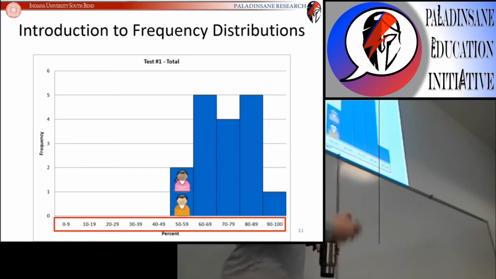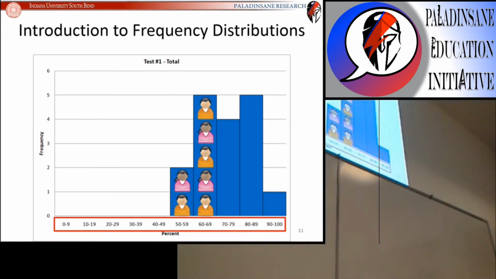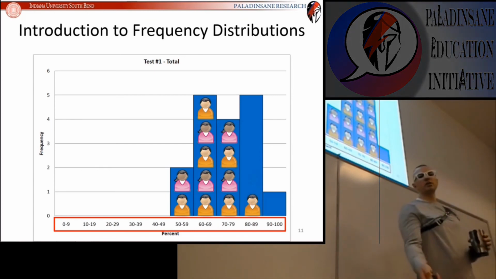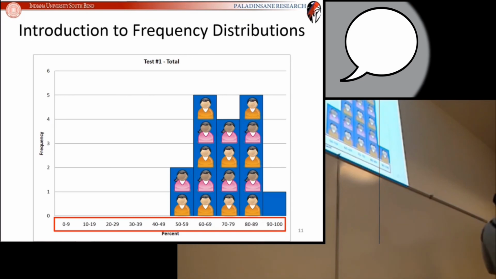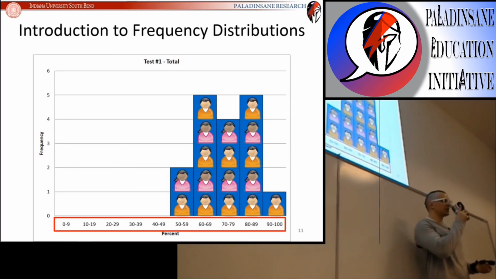We got 4 people who live in the apartment building, 5 people who live in the apartment building next to them with a score of 60 to 69. We got 4 people living at 70 to 79. We got another 5 people living 80 to 89. And then we got that one solitary individual living at 90 to 100. And that is a frequency distribution of the scores on this particular test.